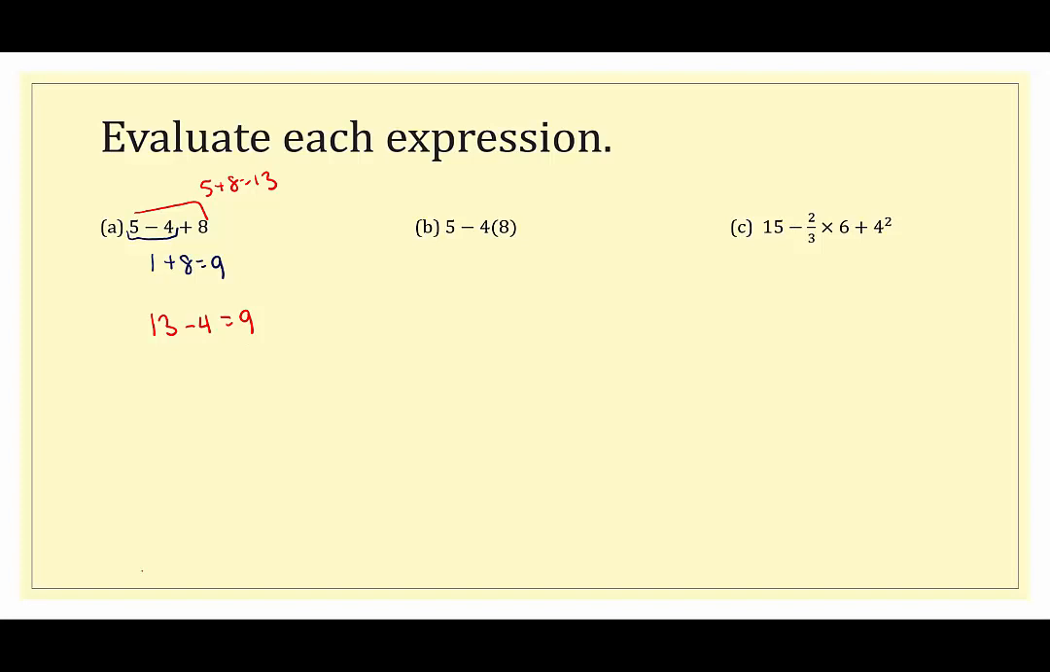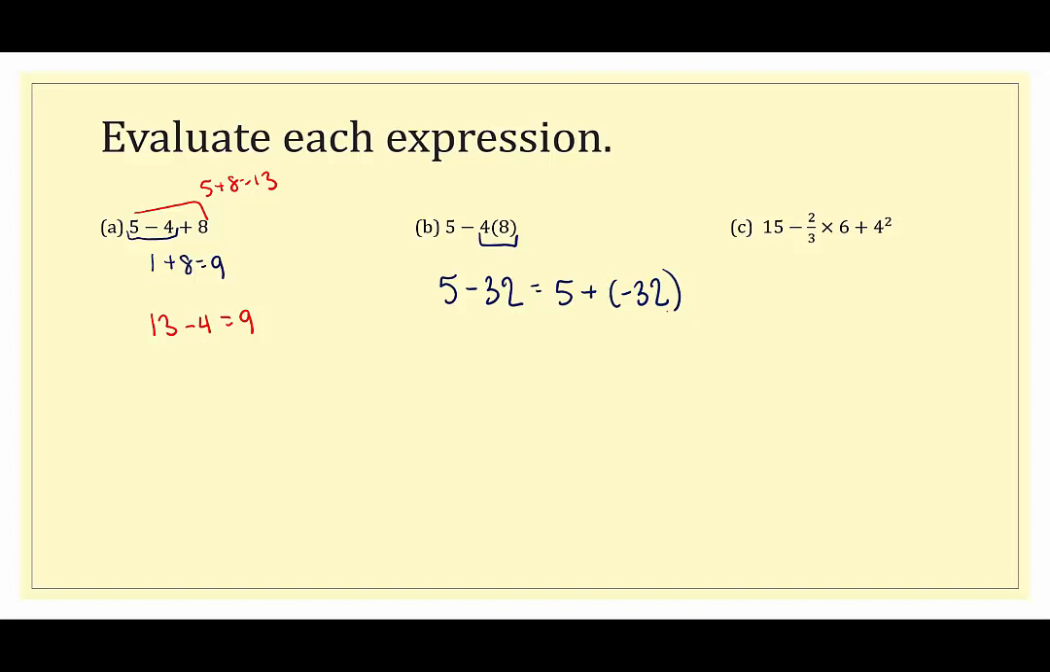Okay, the second example, we have 5 minus 4 times 8. Well, multiplication has priority over subtraction, so we need to multiply, and 4 times 8 is 32. 5 minus 32. Now, if you want to leave it as subtraction, you can. The rule is that you could also rewrite it as addition by writing it as plus the opposite. So the opposite of positive 32 is negative 32.